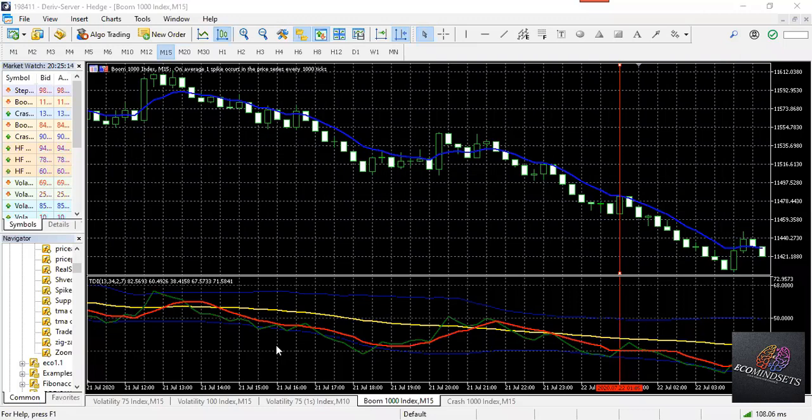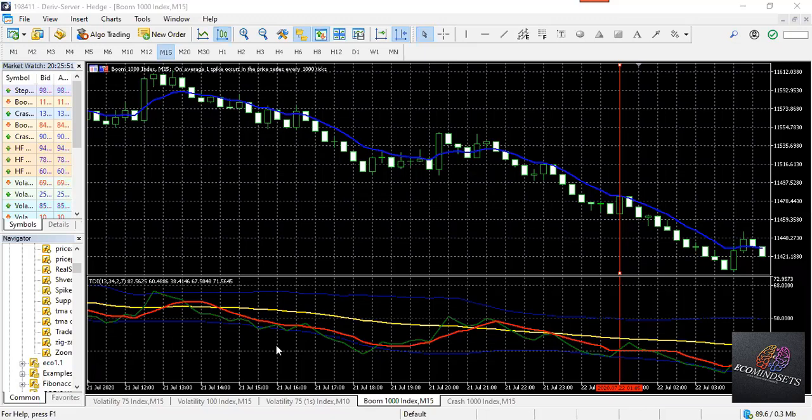Once H1 is telling you that we are above, but first, as I said, it's very important to look at weekly and daily. They must be telling you the same thing. Once the two of them are telling you the same thing, that is, we are in a downtrend, come to H1. H1 must also tell you what daily and weekly is telling you, and must be above EMA 8 for crash and below EMA 8 for boom 500 and boom 1000.